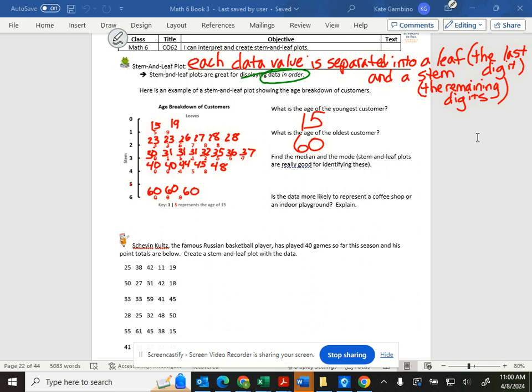So we can say the 15 goes with the last 60. The 19 goes with the next 60. Then 23 goes with the 60. 23 goes with the 48. 26 goes with 45. 27 goes with 44. 28 goes with the 40. 28 goes with the 40. 37 goes with the 30. 36 goes with 31. 35 goes with 31. I have two numbers in the middle. 31 and 32. How do I find the median?